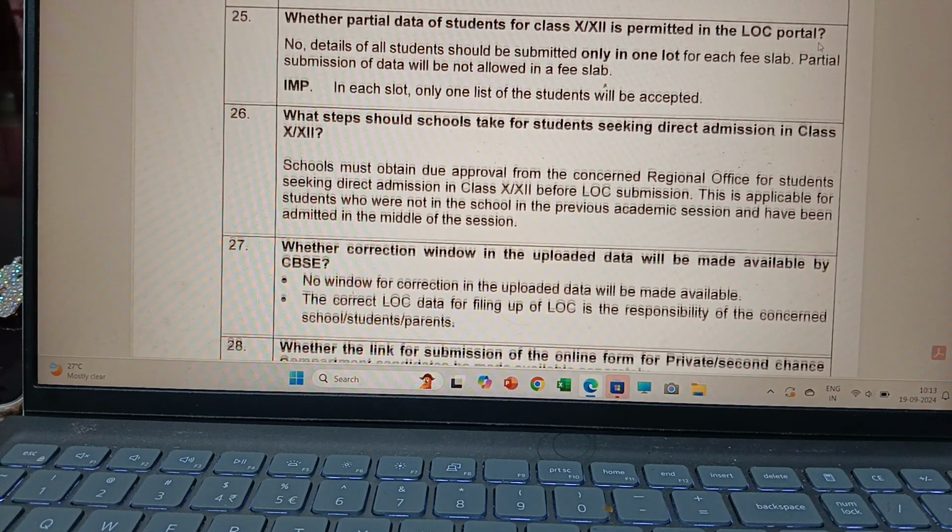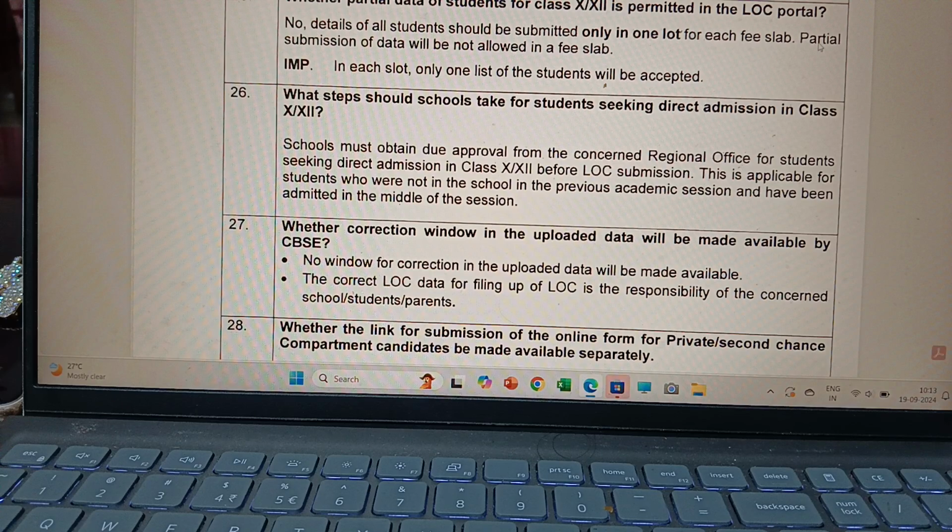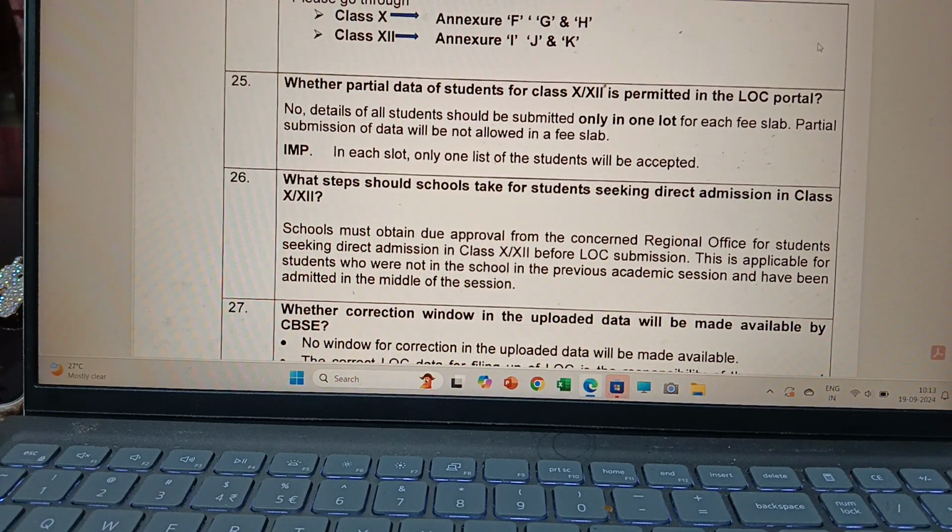Whether partial data of students for class 10 and 12 is permitted in the LOC portal? No. Details of all students should be submitted only in one lot for each fee slab. Partial submission of data will not be allowed in a fee slab. Important, in each slab, only one list of the students will be accepted.